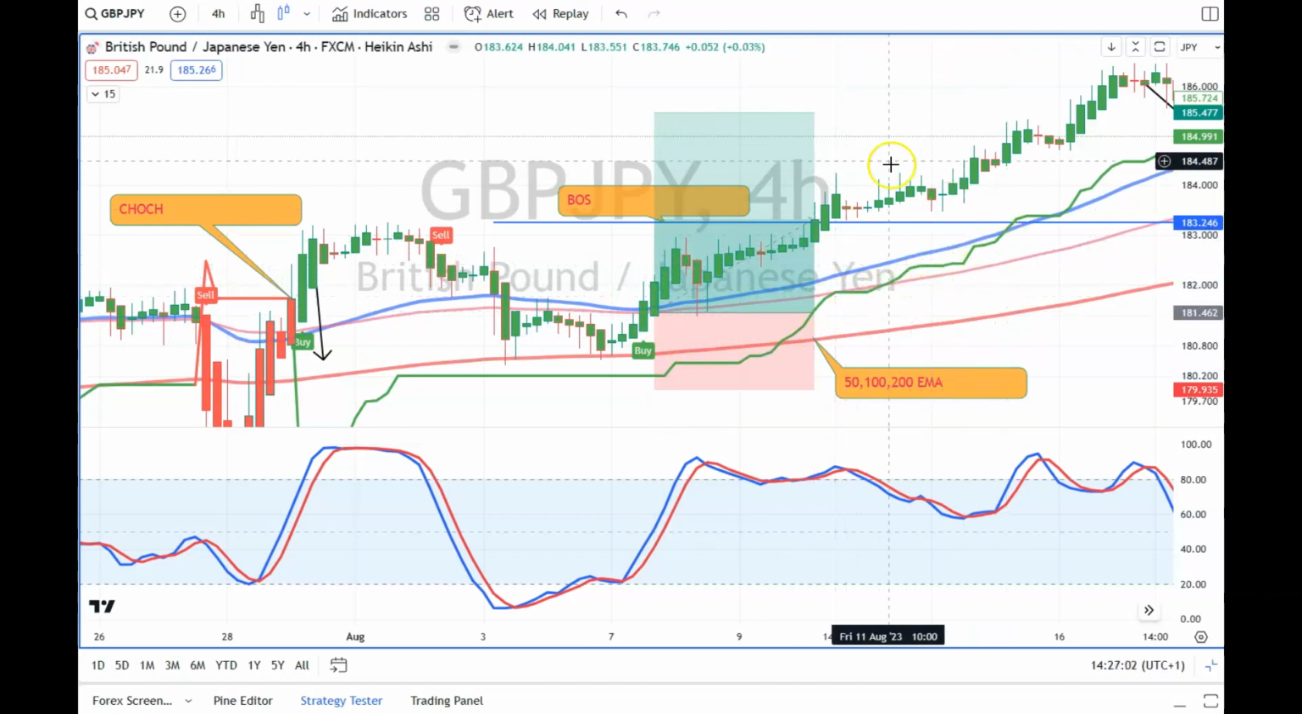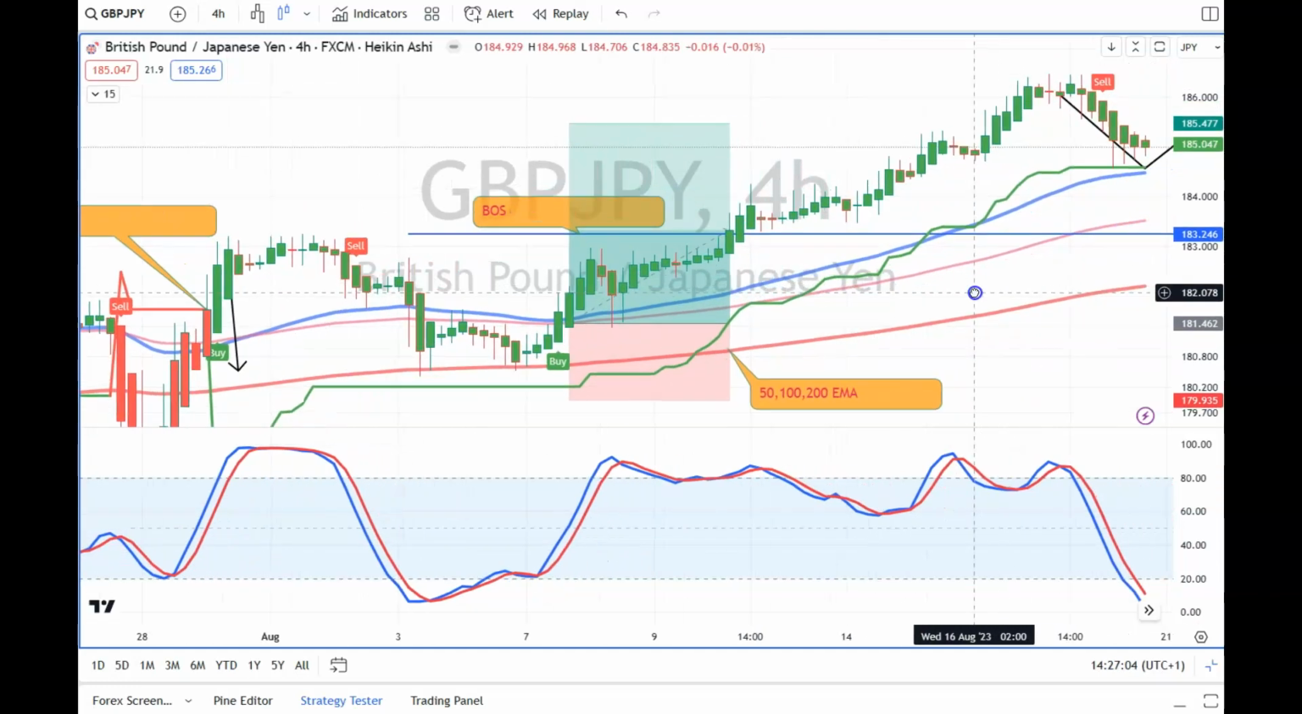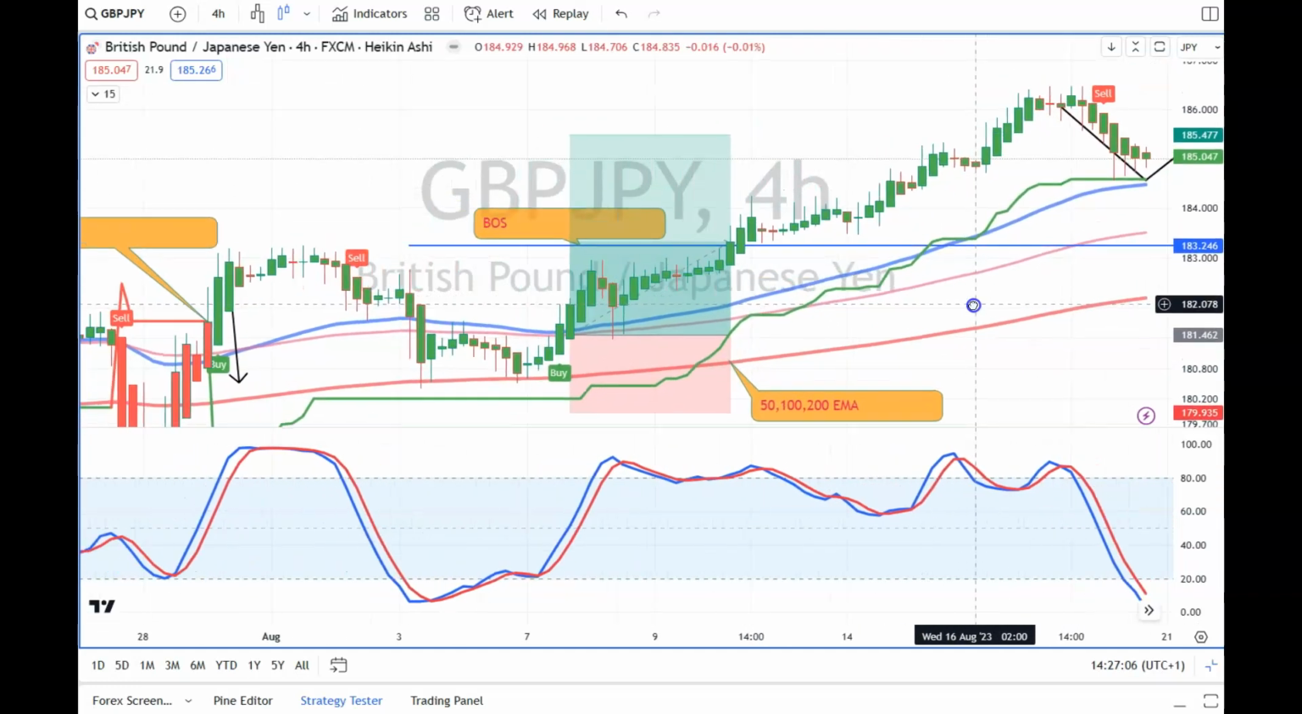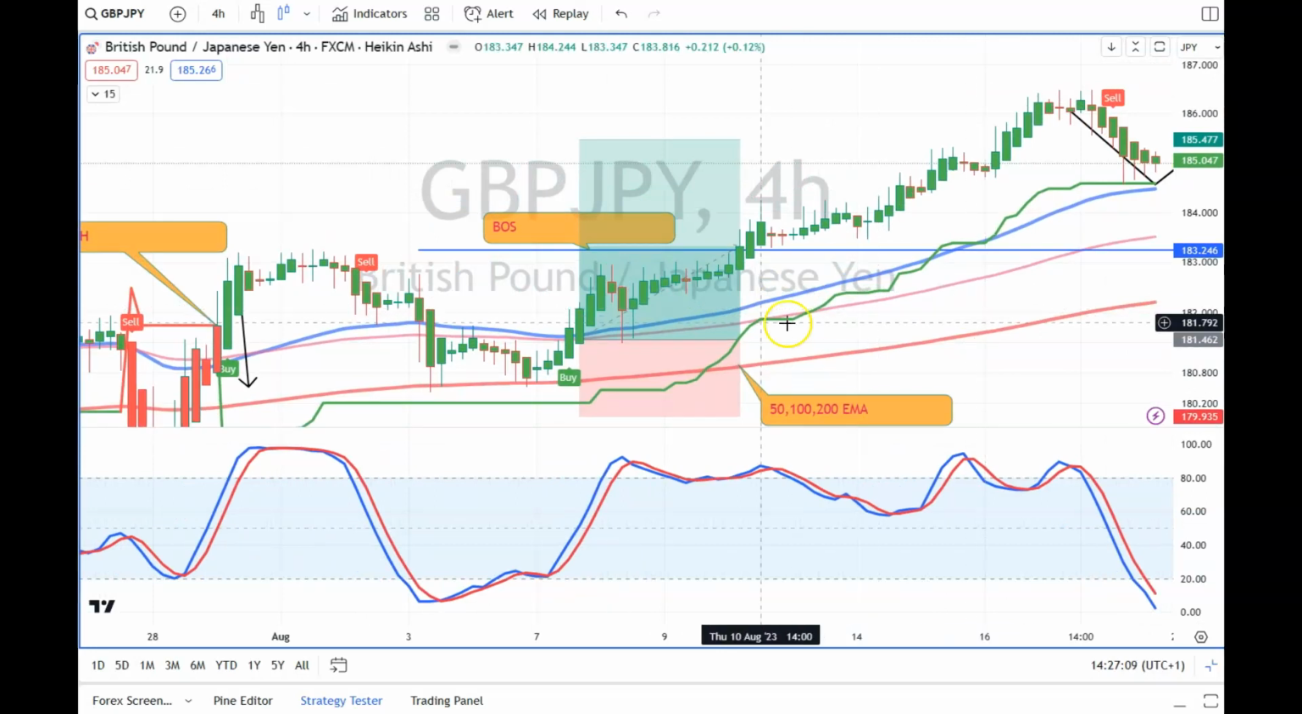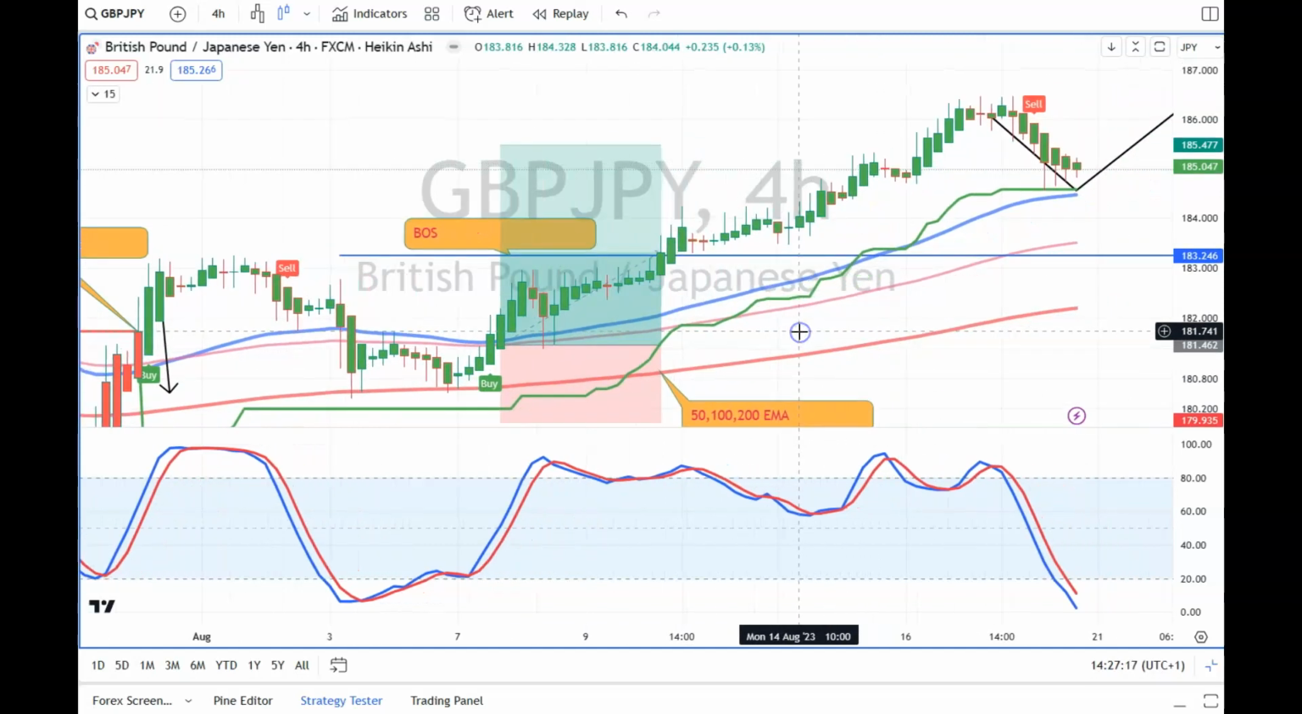Even if it doesn't hit target or reverses, doesn't matter. You've locked profits in. So where's the next trade? Where's the next opportunity? If you're not around to see this and don't see the buy signal, this is 2 o'clock in the afternoon, maybe you're working, whatever, doesn't matter.